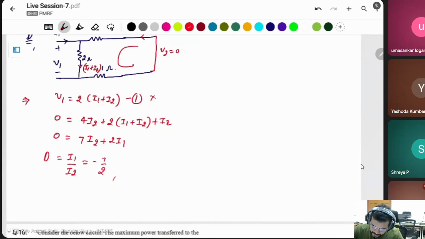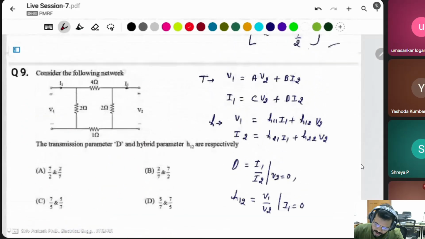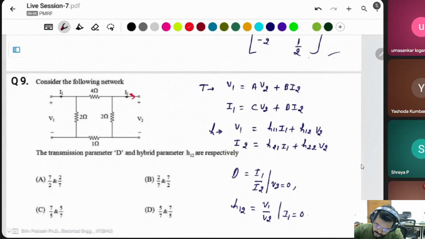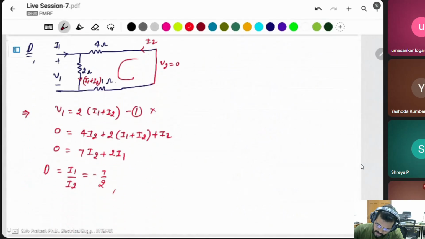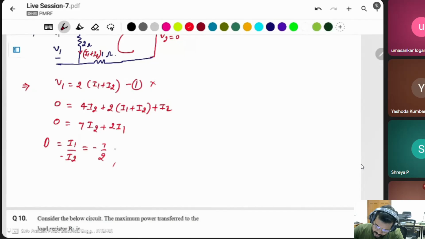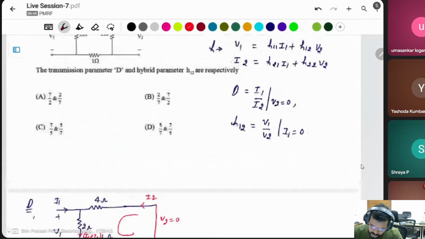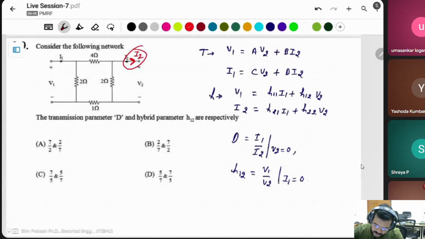Actually, in the transmission parameter, the current direction will be reversed compared to the other parameters. This will be I2. That's why you have to put the negative value here. Then this will be a positive 7 by 2. In the other parameters the current direction is like that, but in the transmission parameter the current direction is reversed. Then we have to put minus I2 in place of I2.